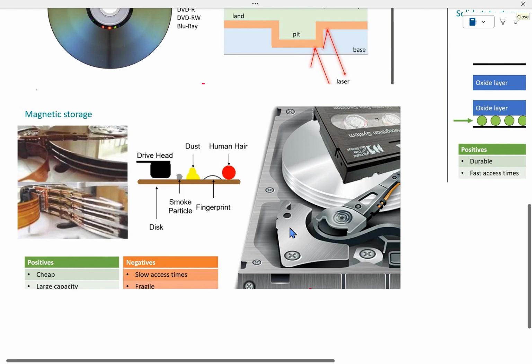To write data, the head magnetizes or demagnetizes the section of the disk that is spinning. And to read the data, the head just makes note of whether the section is magnetized or not. So as we said, magnetized is 1, demagnetized is 0.